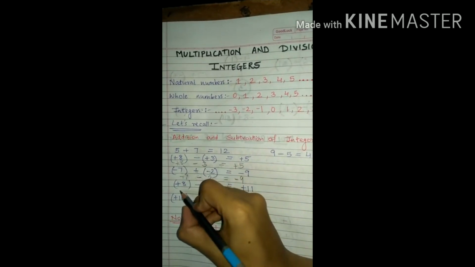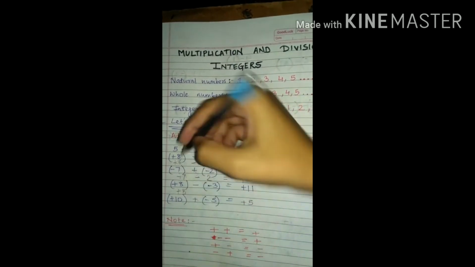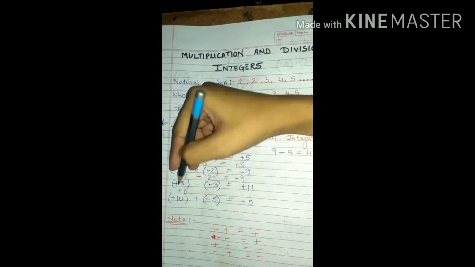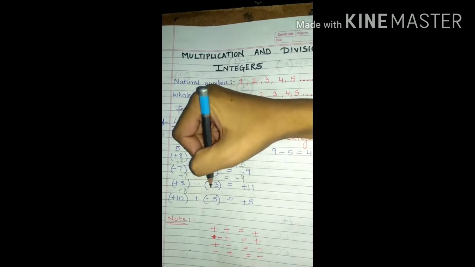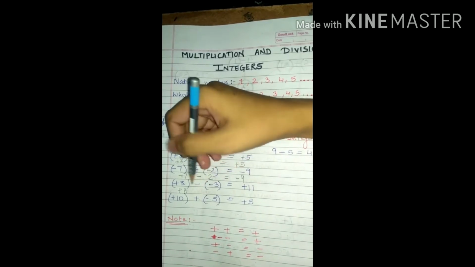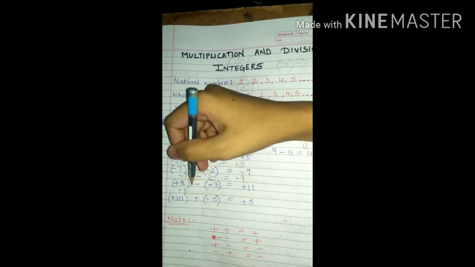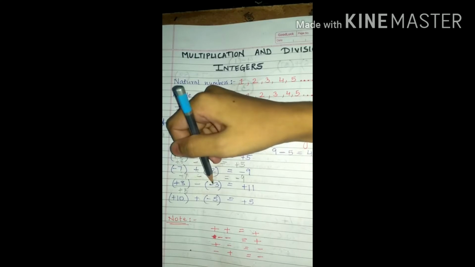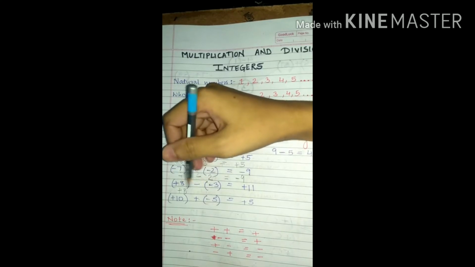See, plus 8, I am writing like this only. Which operation is to be performed here? See what is given: plus 8 minus 3. Now here I have to do addition or subtraction. That depends on the multiplication of these three signs: 1, 2, 3. These three signs we need to multiply.